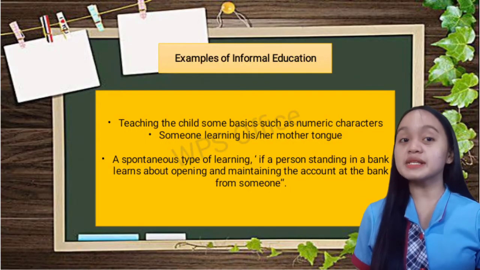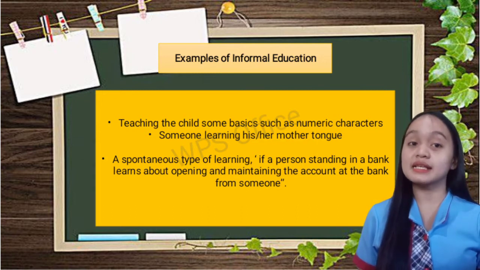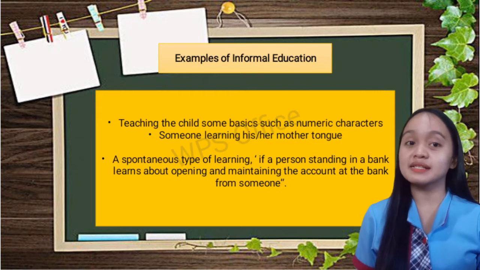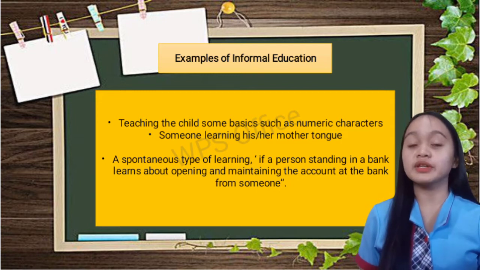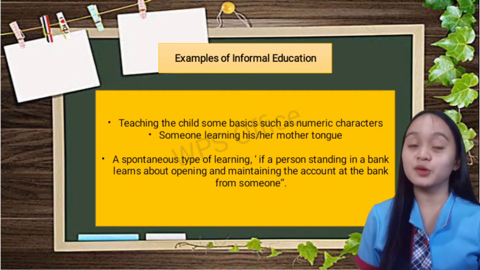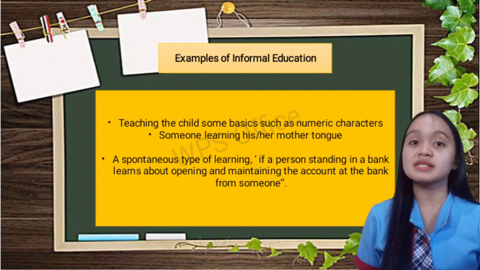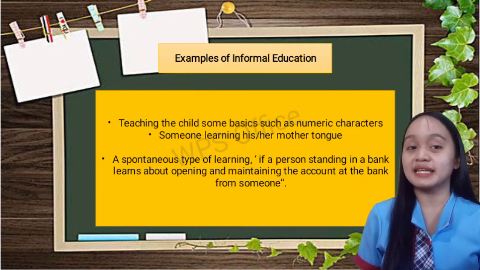So here are some examples of informal education. So the first is teaching the child some basics such as numeric characters. Second, someone learning his or her mother tongue. The third is a spontaneous type of learning. If a person standing in a bank learns about opening and maintaining the account at the bank from someone.